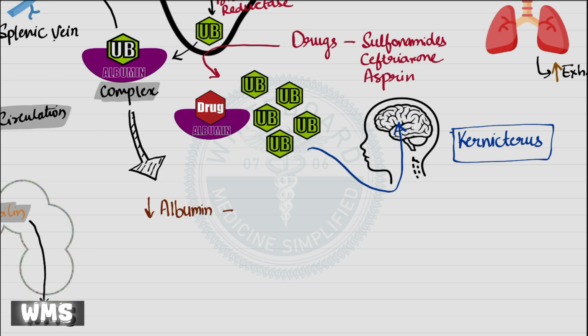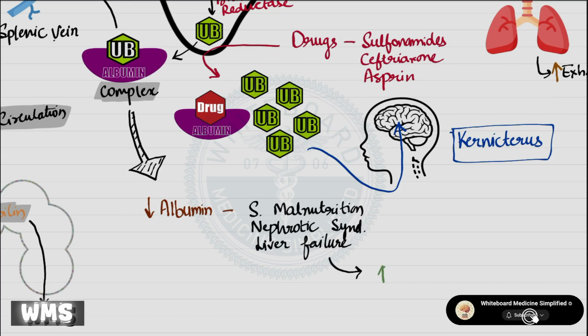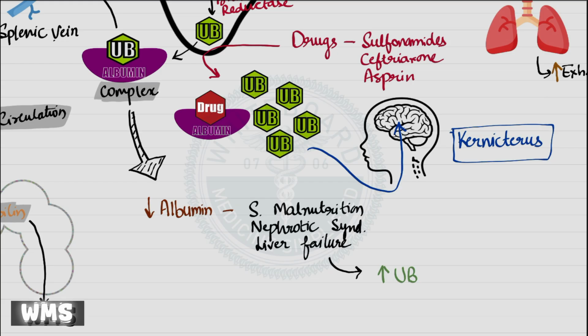In some diseases, albumin level falls. For example, in case of severe malnutrition due to protein deficiency. In case of nephrotic syndrome due to albumin loss in urine. And in case of liver failure because of decreased albumin synthesis. As the result of decreased albumin level, there is increased level of unconjugated bilirubin in the blood. So in newborn, this can lead to kernicterus, and in adult, it can worsen jaundice and tissue deposition.